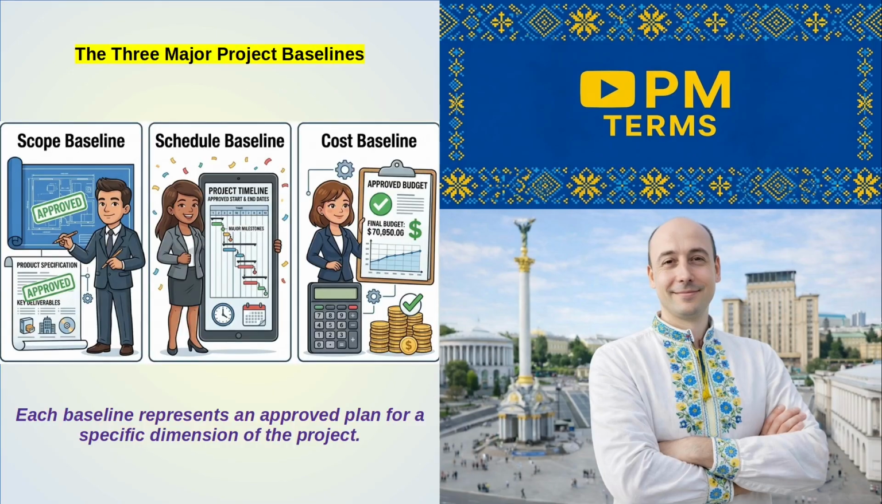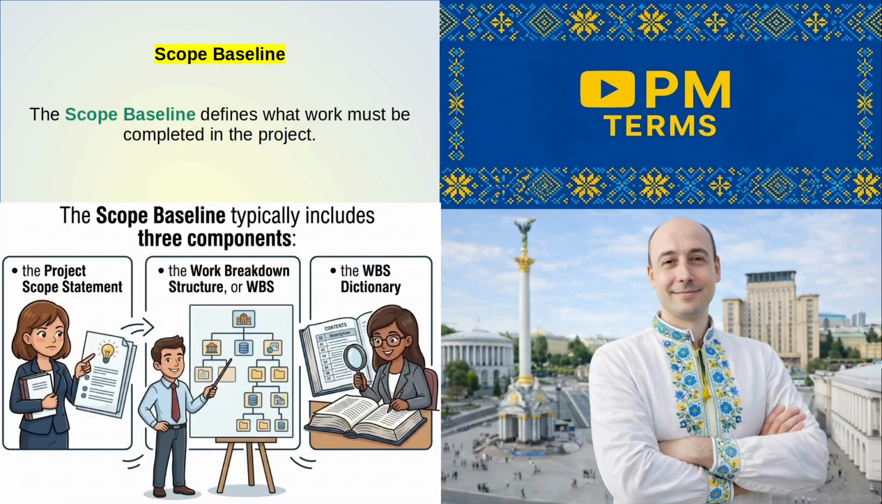There are three primary baselines used to control a project. These are scope baseline, schedule baseline, cost baseline. Each baseline represents an approved plan for a specific dimension of the project. Let's briefly look at each one.